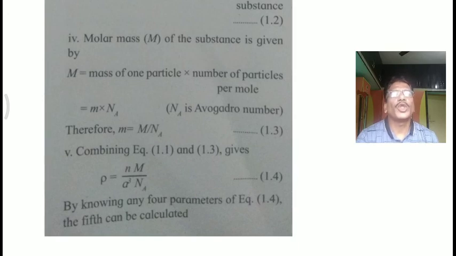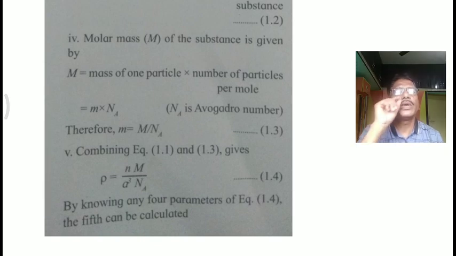What is meant by rho? Rho is nothing but density. What is meant by n? That is the number of particles. What is meant by M? M is the molar mass of the substance. What is meant by a cube? The volume of the unit cell. And Na is Avogadro's number. By knowing any 4 parameters, we can calculate the remaining one, the density. Okay, thank you.